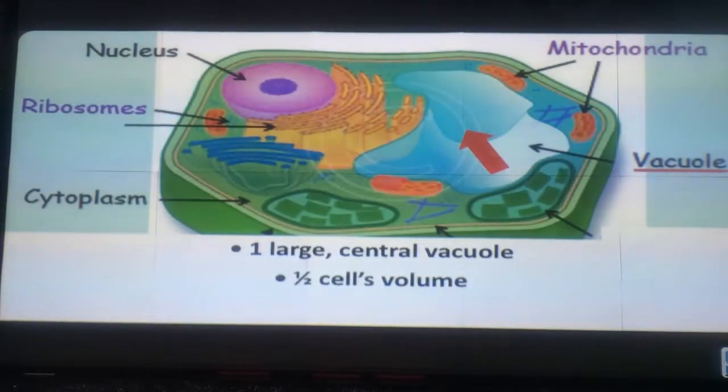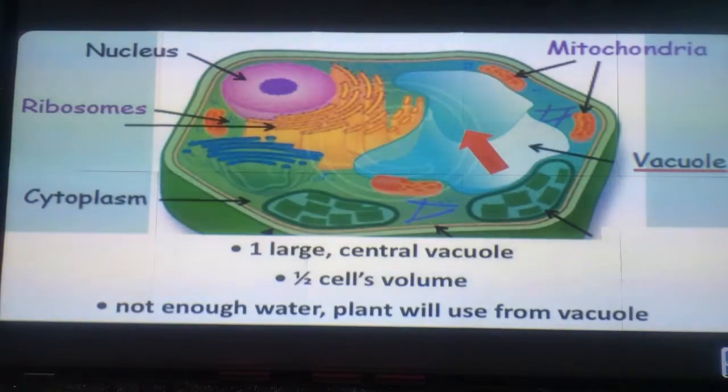It takes about half of the cell's volume, and it's really important. It stores water and other nutrients inside this vacuole. For instance, if there's not enough water, maybe there's a drought, the plant will pull water from this vacuole to feed the plant. And you'll notice that the vacuole is empty if the plant begins to droop or hang low or kind of wilt. This is an indication that the plant needs water.